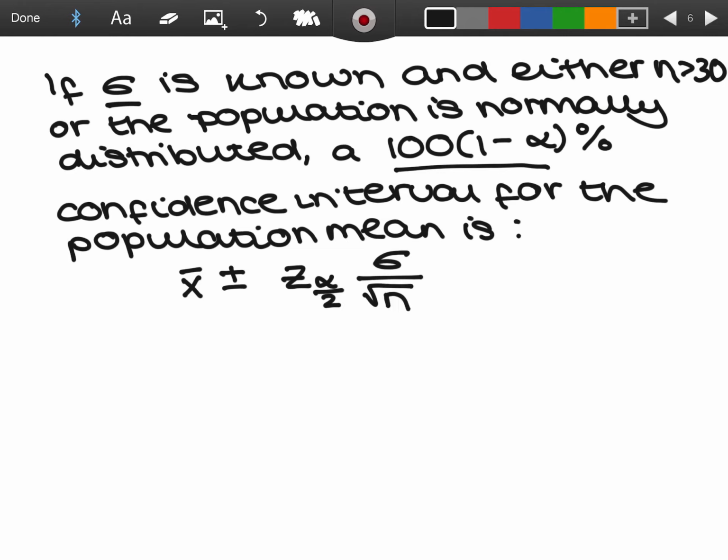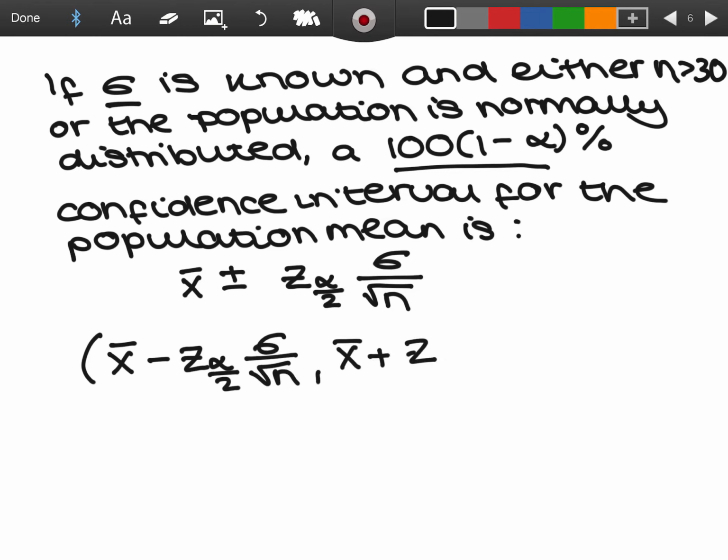Okay. So this would give you an interval, if you want to write it in interval notation. It would look like that. Okay, so all you have here is your upper and lower bounds. It's just written slightly differently. Okay, let's talk about what this alpha is that we've introduced here.